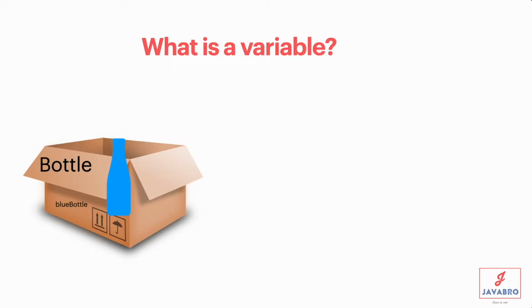We could have another box of type bottle and put a red bottle in it, and we'd call it red bottle. And anytime we need to reference that specific blue bottle, we can use the name of the container. So we've called this container blue bottle. And exactly in the same way, we can create a variable in Java.